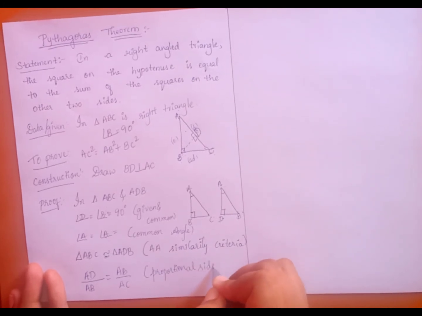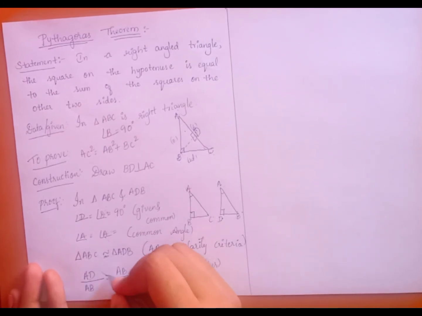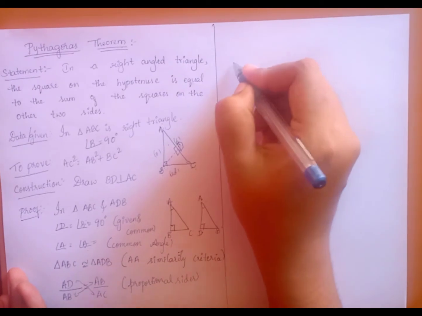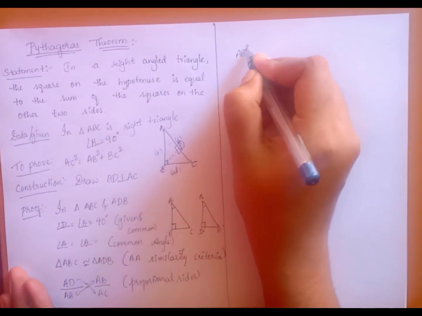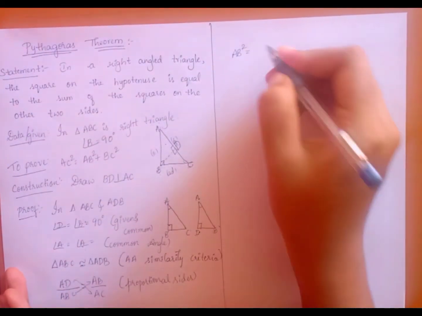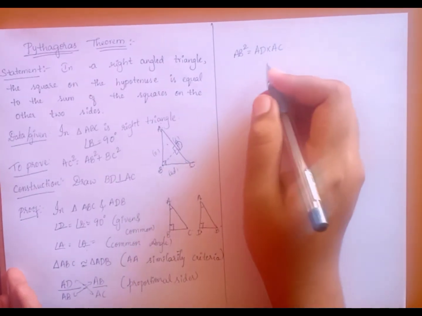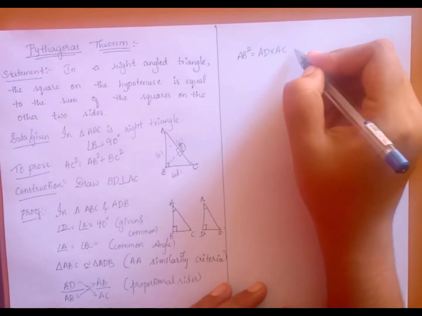So now you can do cross multiplication. You can multiply AD and AC, and AB into AB. So AB into AB, we will get AB square, that is equal to AD into AC. I'll mention this as equation 1.